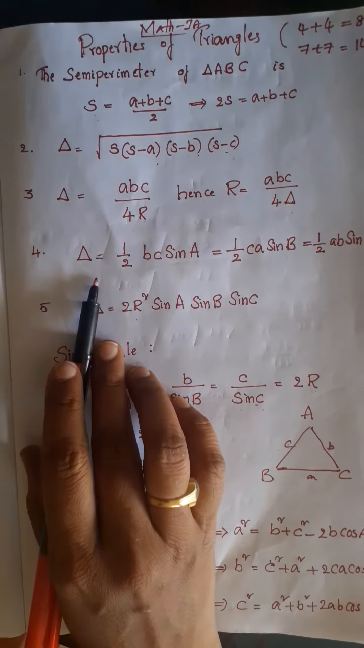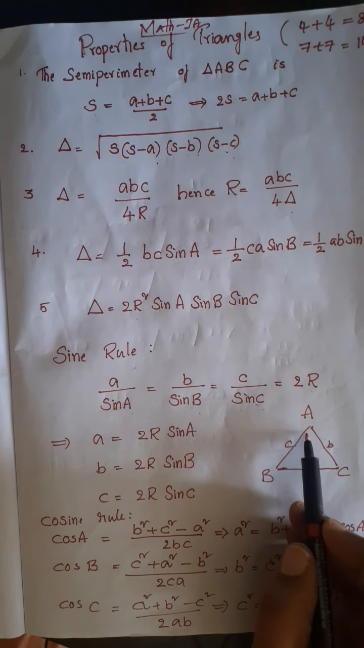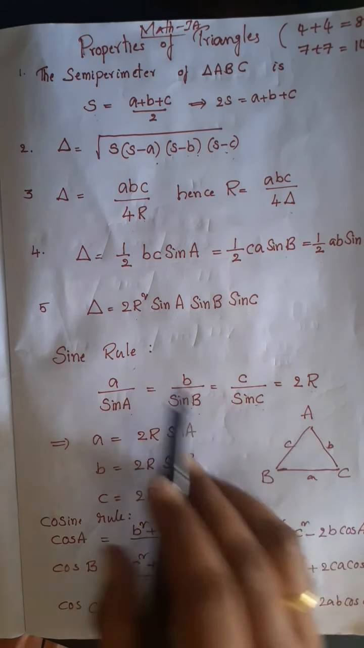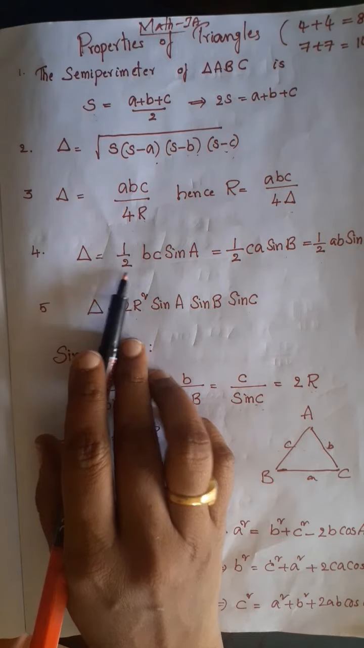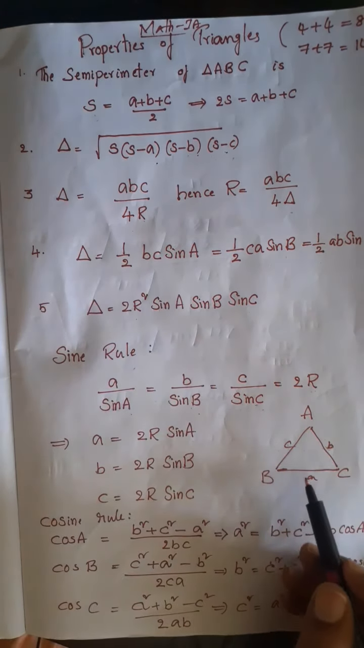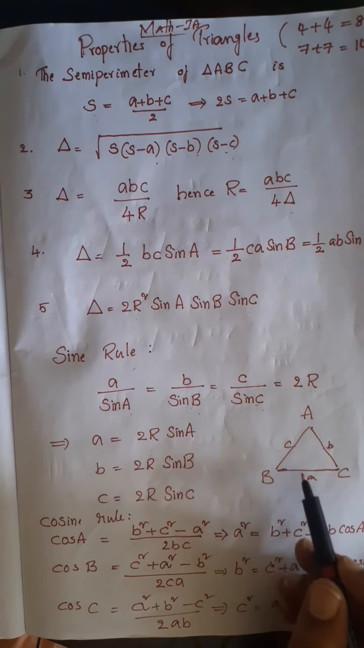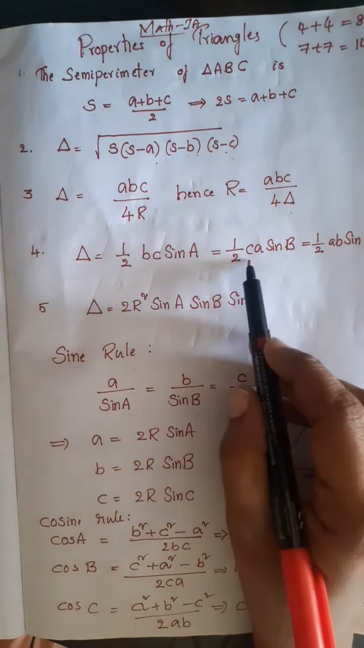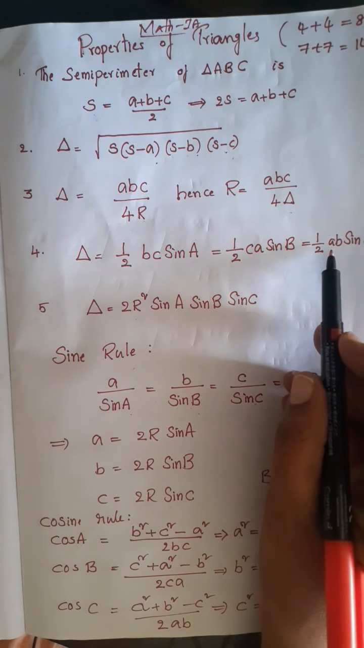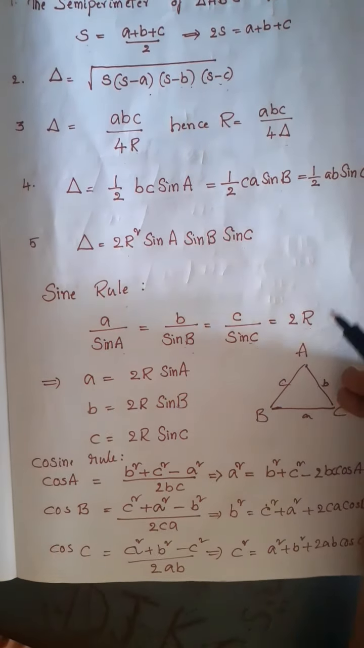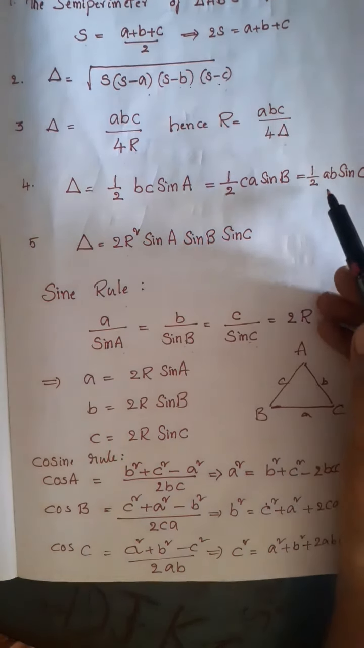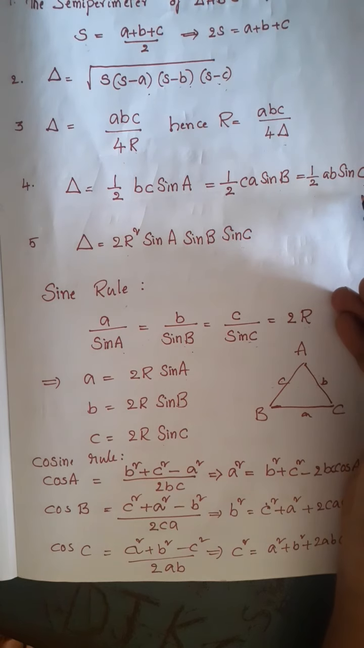And delta, if you know 2 sides and the angle in between, that means if you know b and c and the angle in between, angle A, then how do you find delta? Delta is equal to half bc sin A. If you know c and a and angle B, then half ac sin B. If you know a and b and the angle in between, angle C, then delta can be found by half ab sin C. That means two sides you should know.